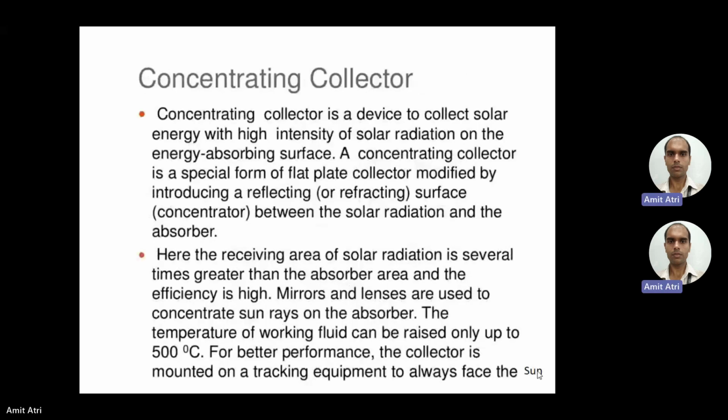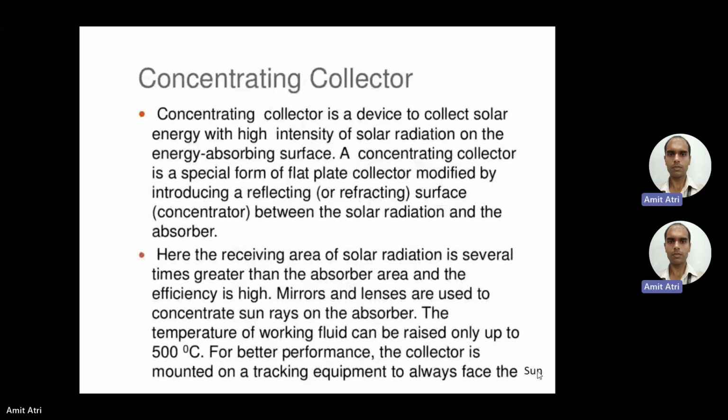Okay, concentrating collector is a special form of flat plate collector modified by introducing a reflecting surface between the solar radiation and the absorber. So that was a curved type, concave type reflecting surface. So here the receiving area of solar radiation is several times greater than the absorber area and efficiency is very high.